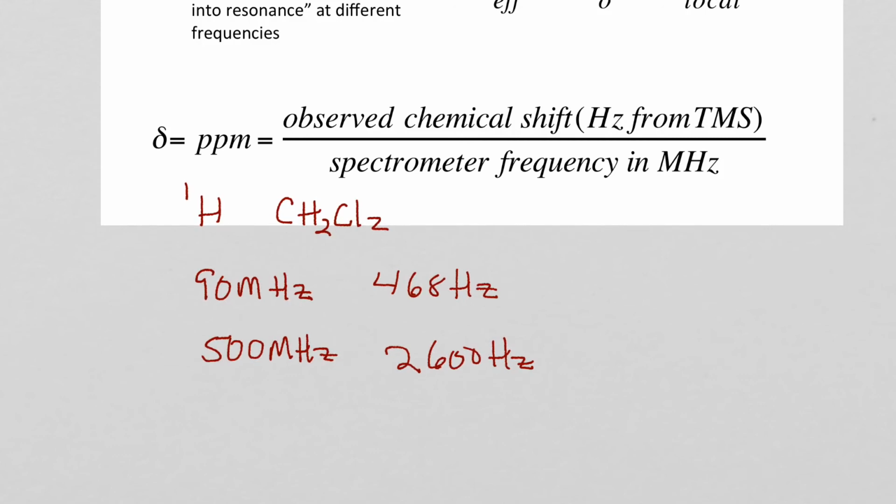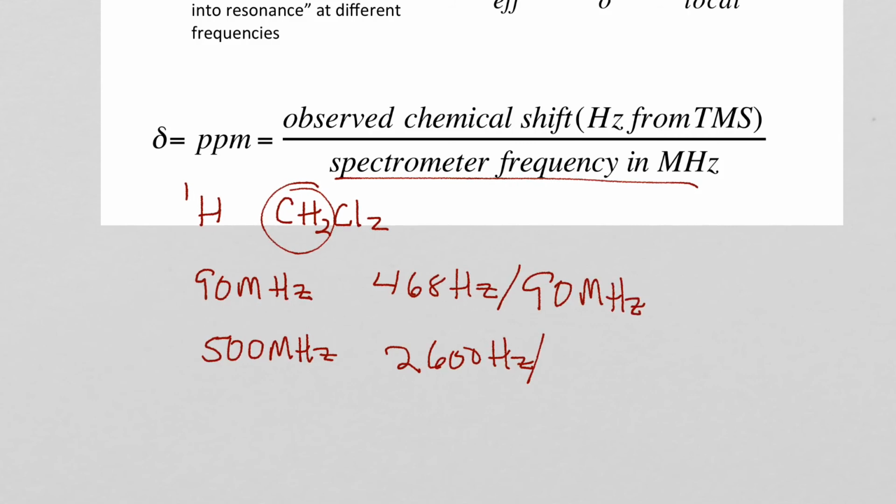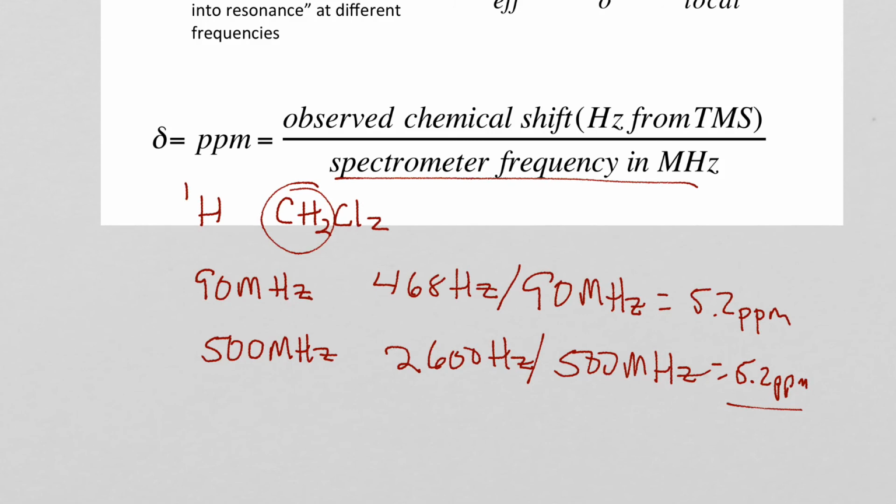So we have two different chemical shifts here. So what we have to do is normalize them. We would divide each of those by the spectrometer frequency in megahertz, which would be 90 megahertz or 500 megahertz. And in both cases, that would give us 5.2 ppm. So we have the same chemical shift no matter what kind of NMR spectrum we take our spectrum on.